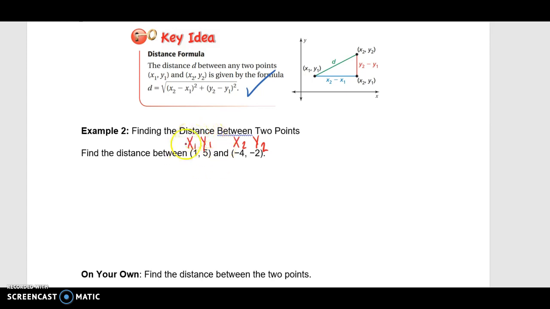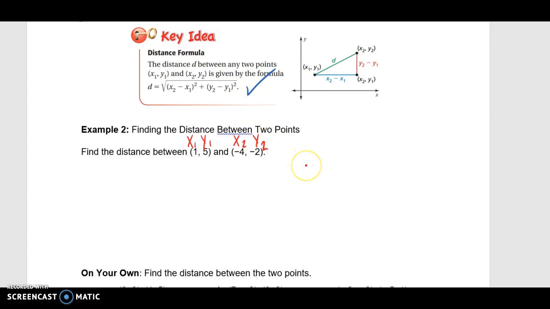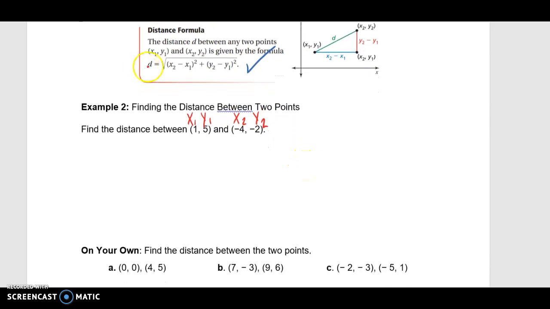The reason why the first one gets 1 is because it's my first point. The reason why my second point gets 2 is because it's my second point. Simple as that. So the next thing I'm going to do is use this equation we have in our little notes up top, and plug in the numbers that we just labeled down here.